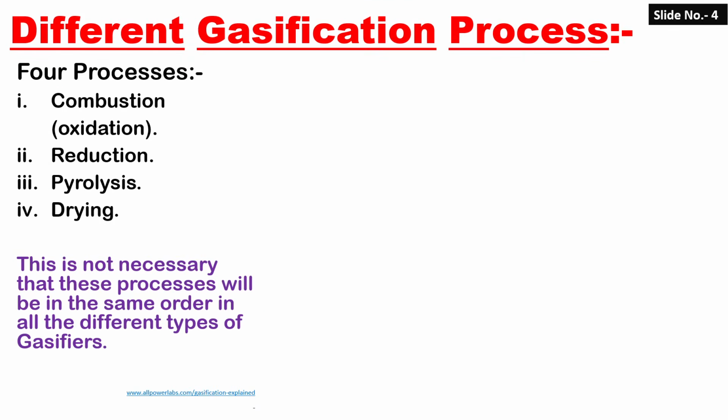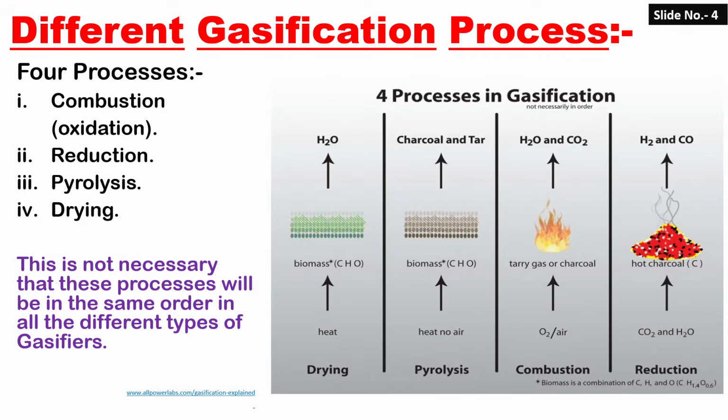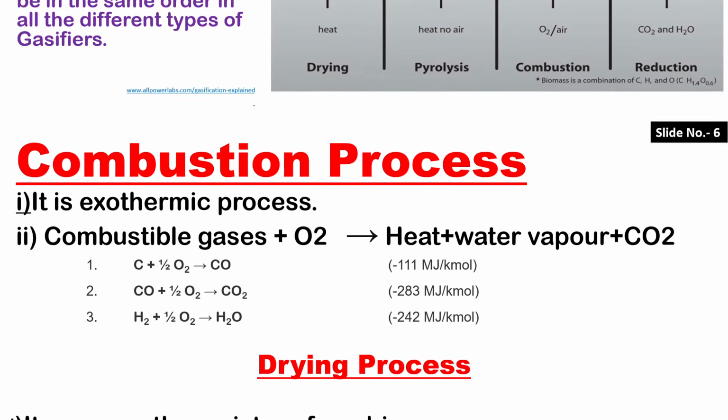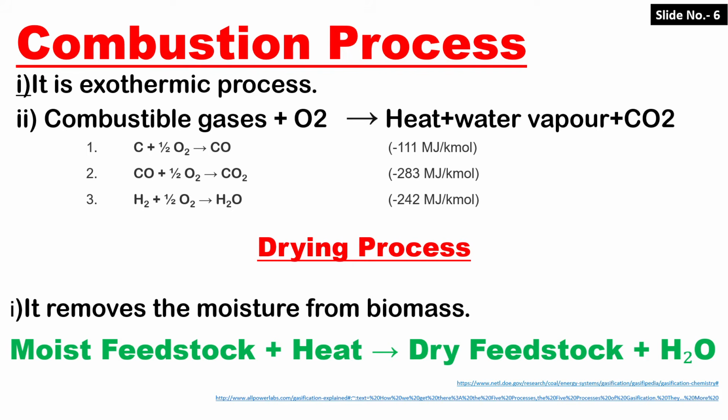Different gasification processes. There are four processes: combustion, reduction, pyrolysis, and drying. It is not necessary that these processes will be in the same order in all different types of gasifiers. Combustion process. Combustion is the combination of combustible gases with oxygen to release heat, producing water vapor and carbon dioxide as waste products. It is an exothermic process.